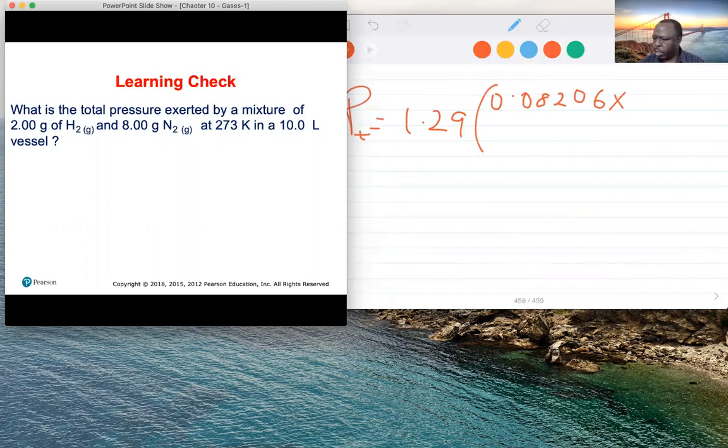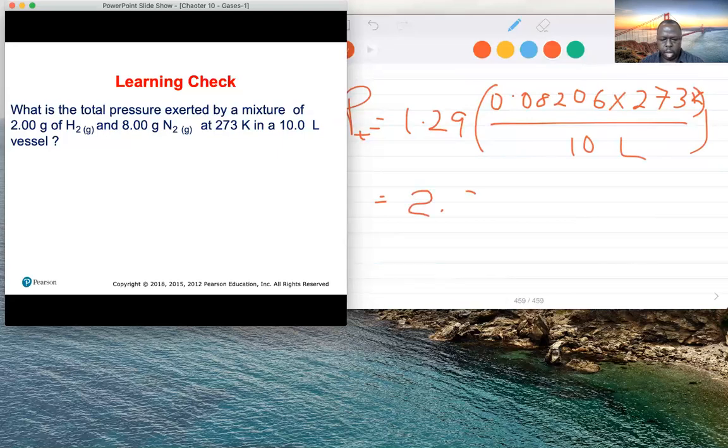P total equals the total moles times R times temperature, which is 273, over volume, which in liters is 10 liters. Liters will cancel out. So it is 0.0821 times 273 divided by 10 times 1.29, and I end up with 2.89 atm. This is the total pressure of the gas.